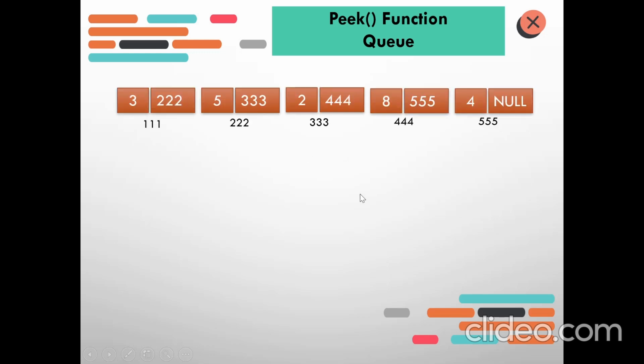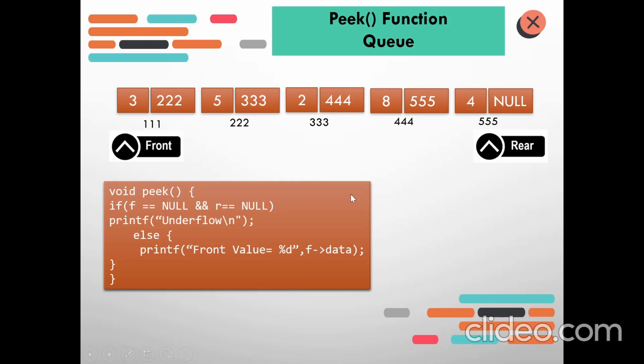So the last function that we would be taking up is the peek function. As discussed already, the peek function helps you to see or view the contents of the frontmost element or the value at the frontmost node, right? So for the same set of values, front is 111, rear is 555, check the underflow condition. Otherwise, print the value at the frontmost node's data part, which in this case would again be 3, right?